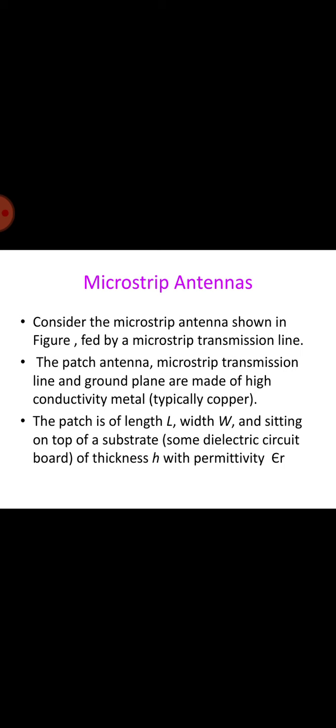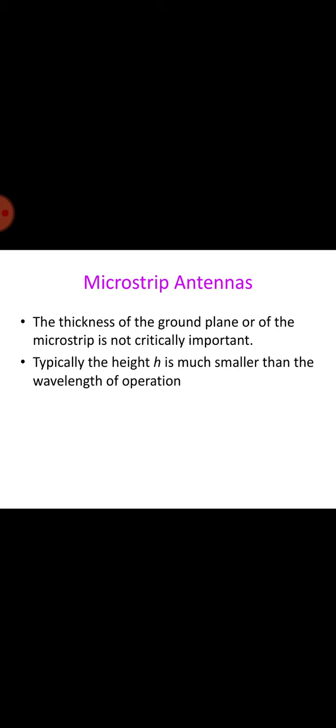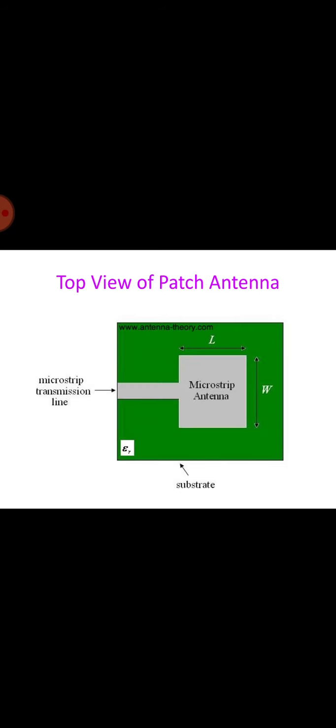Consider a microstrip antenna which is fed by a microstrip transmission line. The patch antenna, the microstrip transmission line and the ground plane are made of high conductivity material, typically copper, and the patch has length L and width W, sitting on top of a substrate of thickness H with a permittivity of epsilon r. The thickness of the ground plane or of the microstrip is not critically important, and typically the height H is much smaller than the wavelength of operation.